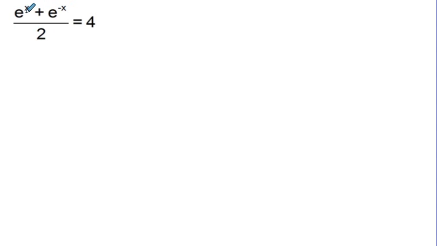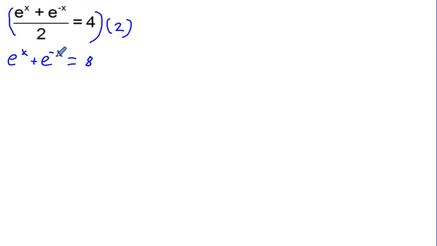What I notice, first of all, we have e to the x plus e to the negative x, and I recognize, because of my experience, that this is going to end up as some sort of a quadratic form to be able to solve. And so let's go about solving this equation. What I'm going to do is eliminate the denominator by multiplying both sides of this equation by 2. And when we do that, we have e to the x plus e to the negative x is equal to 8.